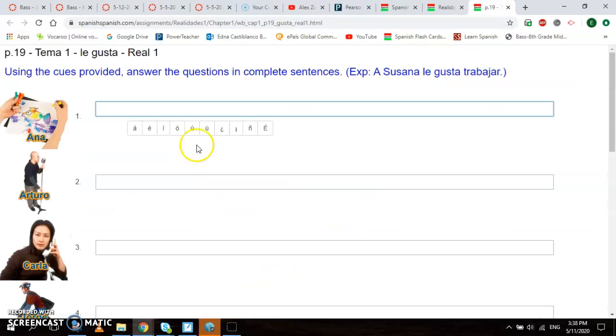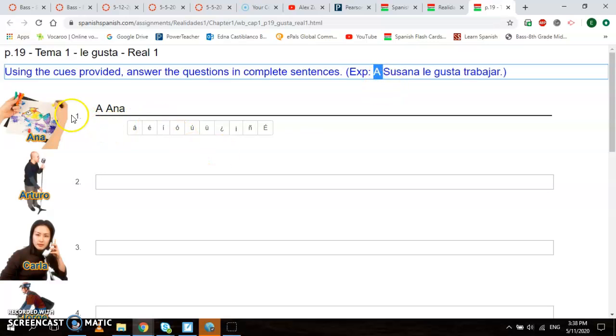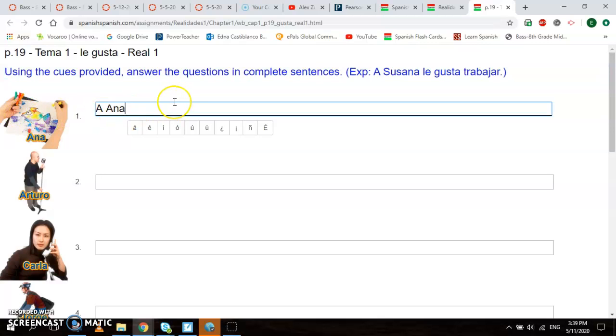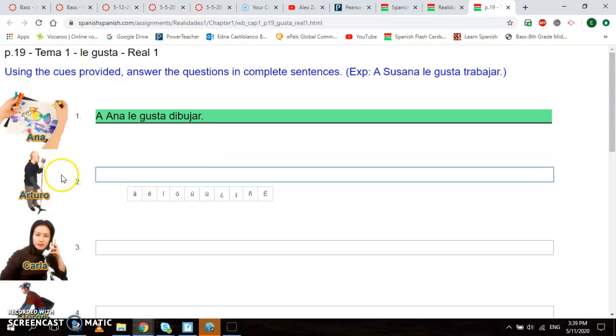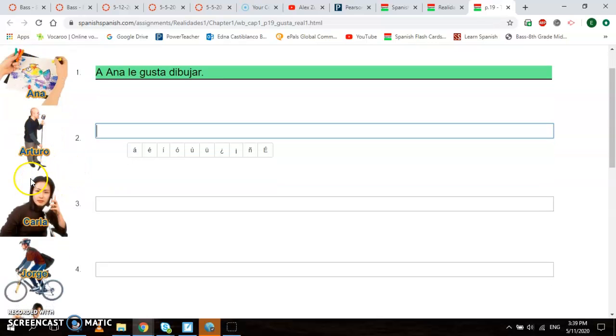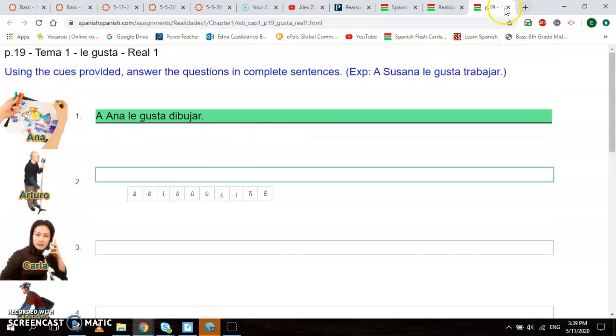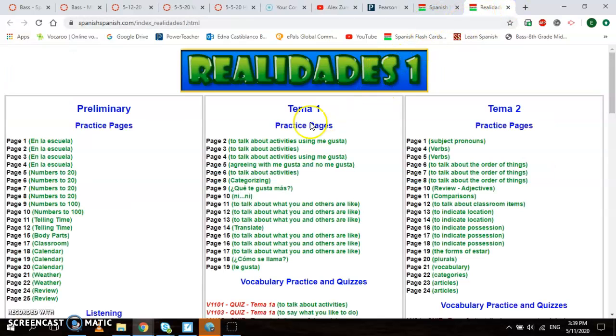And the last one is about activities, what the person likes to do. So they give you a name, you write the sentence. So for example, you start with a capital A, Ana. You see this is important to put in your sentence. A, you start with that. Ana, because that's the person. What does she like to do? I see that the person is drawing. So A Ana le gusta dibujar. And then period, and it turns green. And then you're going to do the same with Arturo. He likes to sing, cantar, and this one likes to talk on the phone. So you just complete those activities. That is it. I wanted to show you really quickly how to do it.